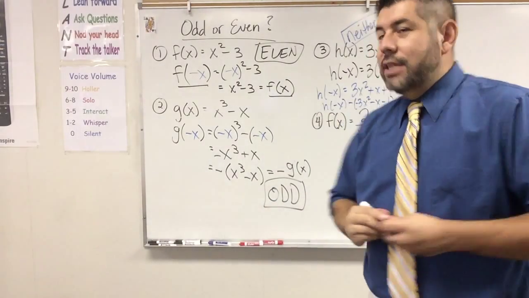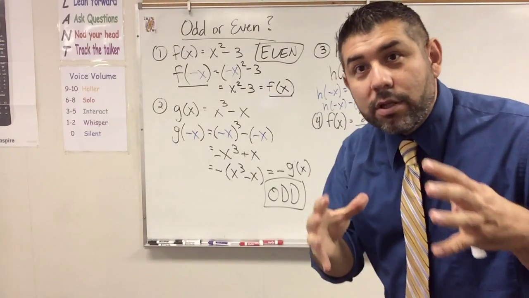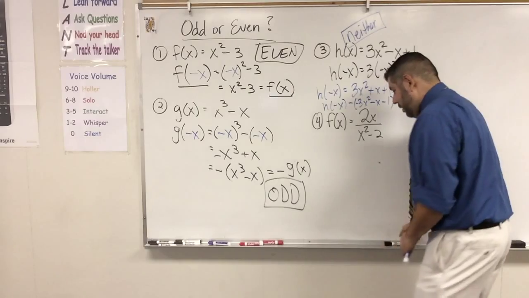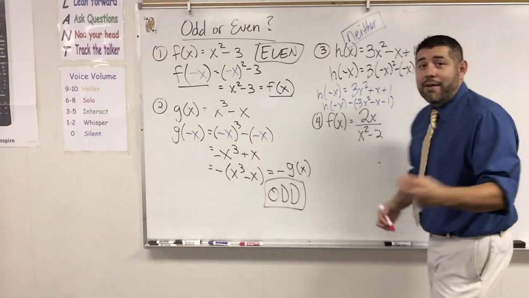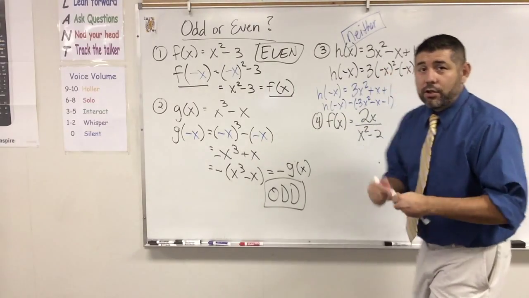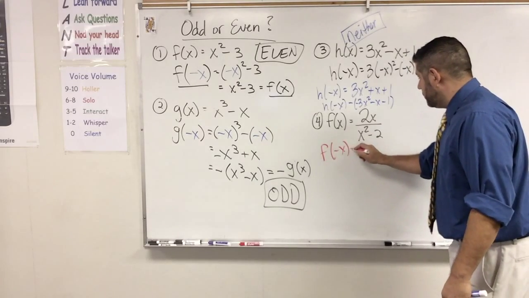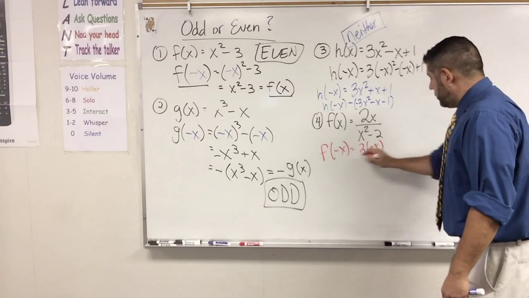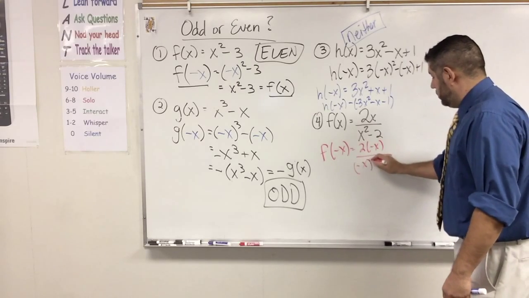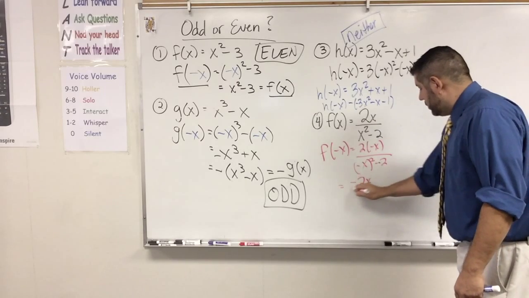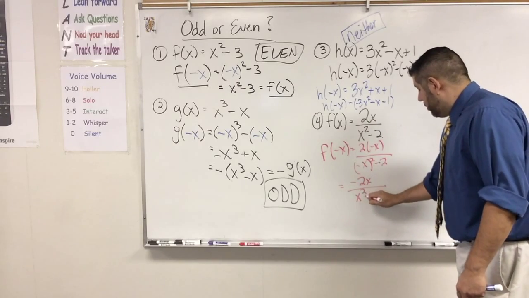So, let's take a look at one last one. I know I'm getting really close to the camera here, okay? I'm just taking a look at my time, making sure we're not going too long, all right? Okay, let's take a look at one last one, and then I have a couple of practice problems for you to take a look at, okay? So let's go ahead and plug in negative x. And we'll simplify that. We get negative 2x over x squared minus 2.